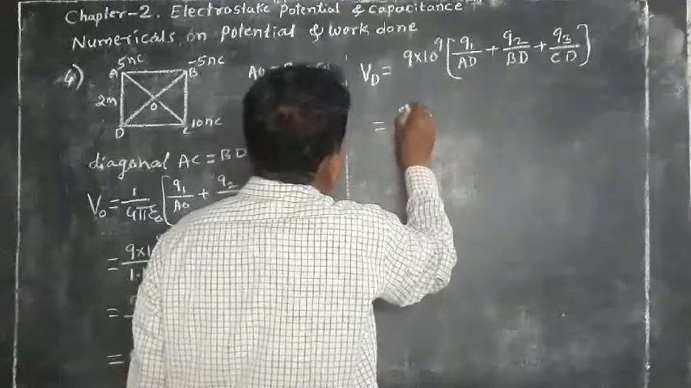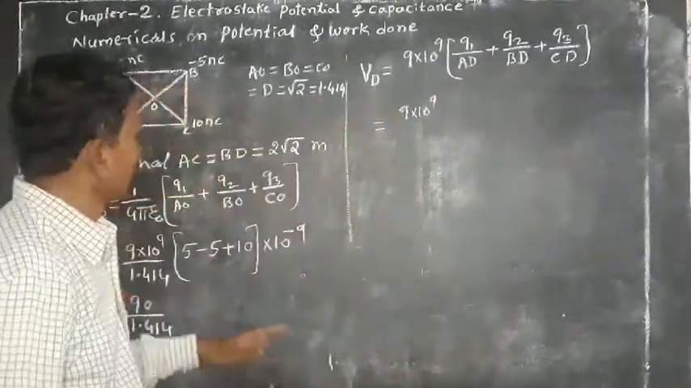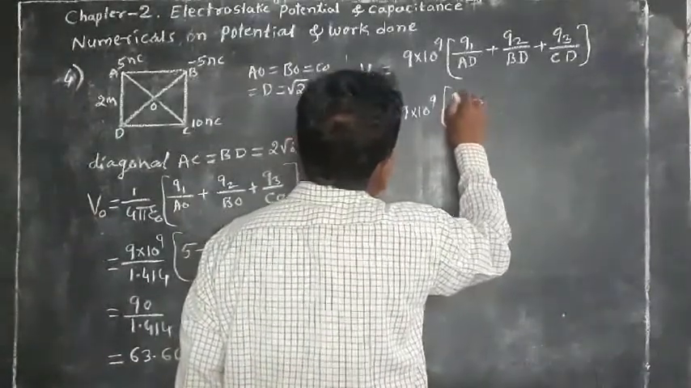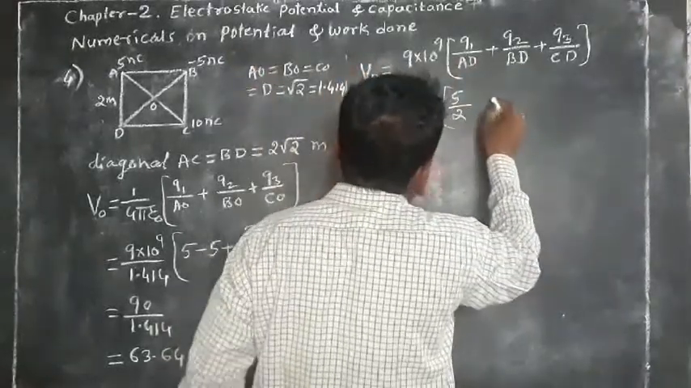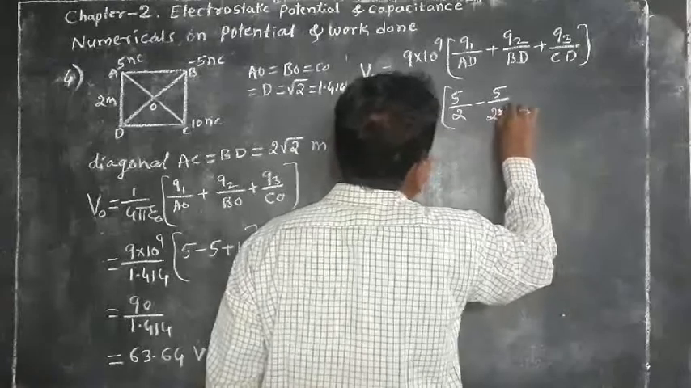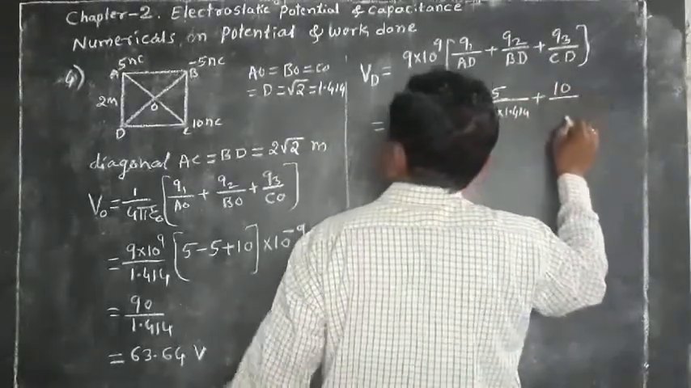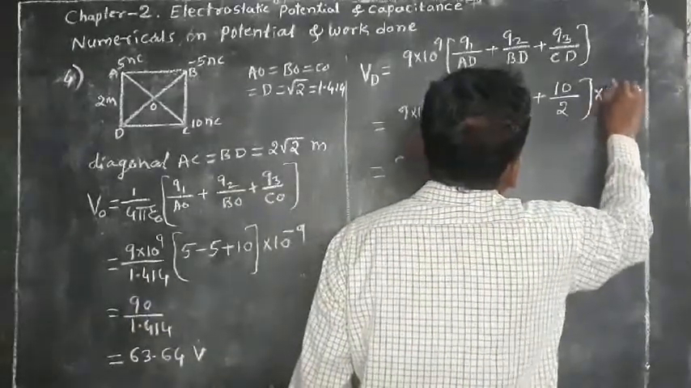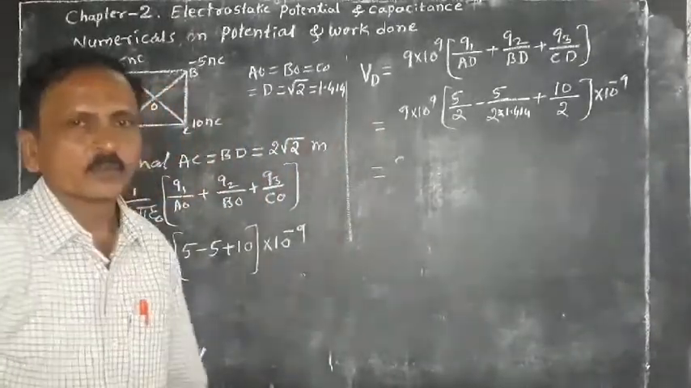That is equal to 9 into 10 to the power 9. All these are different. BD is different from AD and CD. Therefore, you can't take the constant outside. Hence write Q1 equal to 5 upon AD equal to 2 meter, plus Q2, but Q2 equal to minus 5, upon BD equal to 2 root 2 or 2 into 1.414, plus Q3 equal to 10 upon CD equal to 2 meter. That is into 10 raised to minus 9, that is 5 into 10 raised to minus 9, 5 into 10 raised to minus 9, 10 into 10 raised to minus 9. 10 raised to minus 9 is taken outside.